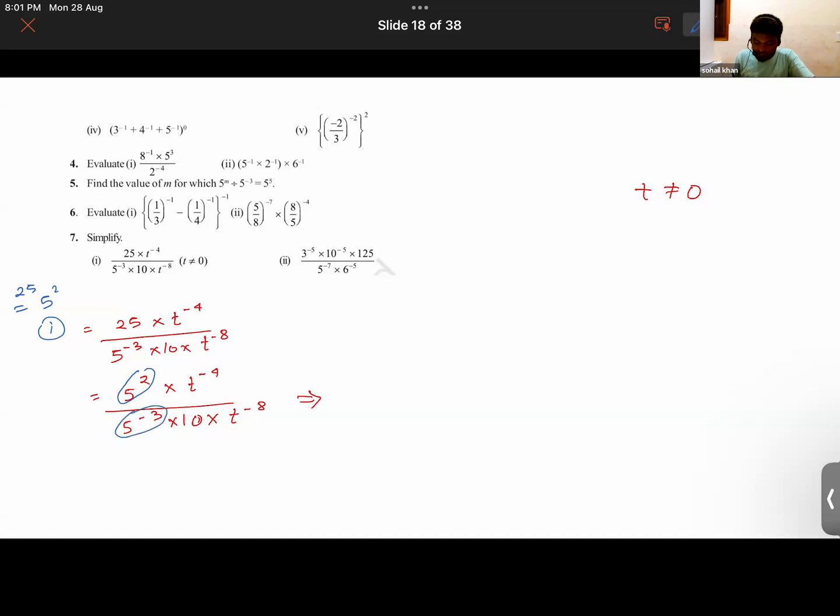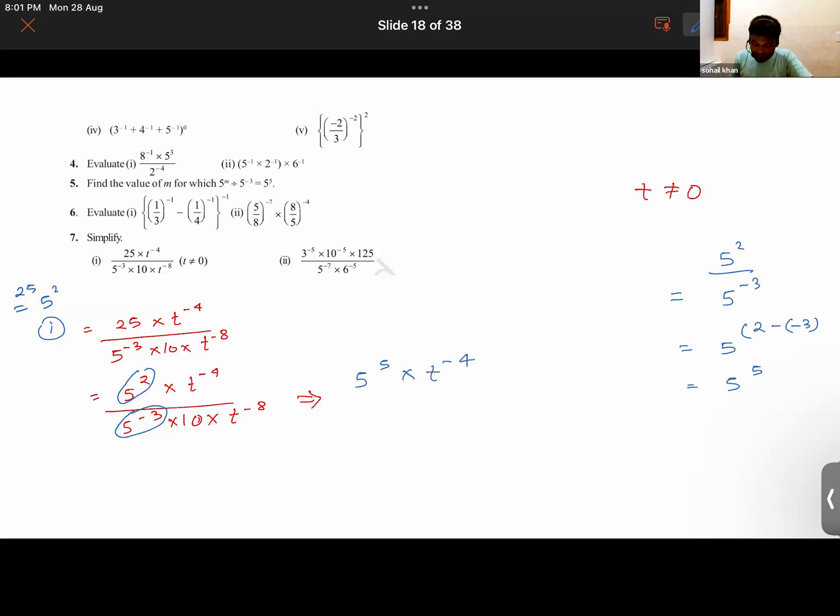And we know that when you have numbers like this, you basically subtract the exponents. So 2 minus -3, that is 2 plus 3, that is 5. So it will be 5 raised to the power 5 multiplied by t raised to the power -4, right?